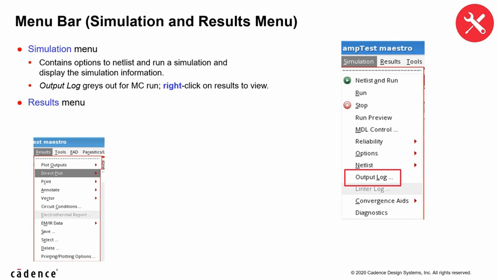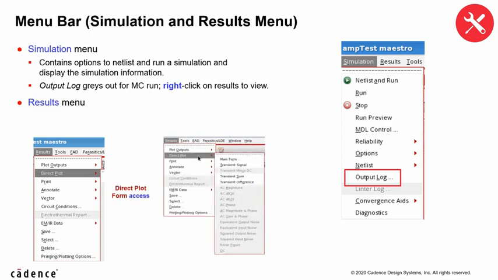Now, once simulations complete, data analysis can be performed using the results menu. You can go to the results menu, pull down, and you can automatically plot your chosen information, or use this direct plot form that can be accessed from this menu to create your plots.